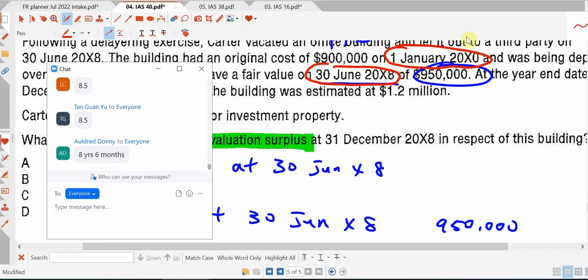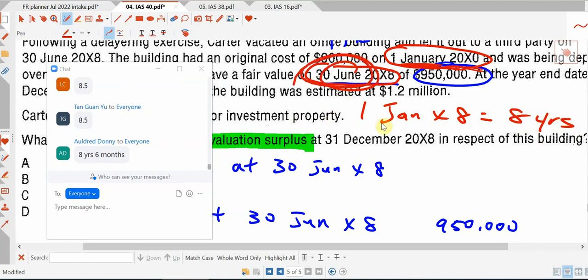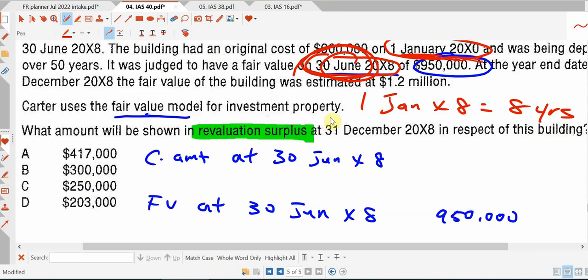Let's count this together, alright? Start from 1st January X0 to 1st January X1. 1 year, right? So 1st January X1, 2, 3, 4, 5, 6, 7, 8. Now, until January X8 is 8 years already. Then some more, I need it to June, which is 8.5. Okay, now this is important. Do practice, don't feel upset because we don't normally do this. Sometimes we get confused. Making mistakes in the class is okay. Making mistakes in the exam hall, we lose money.